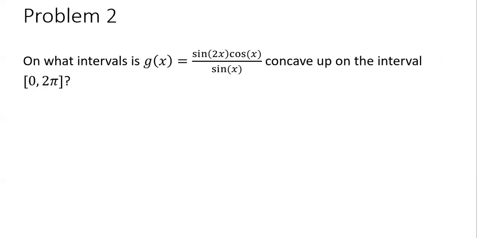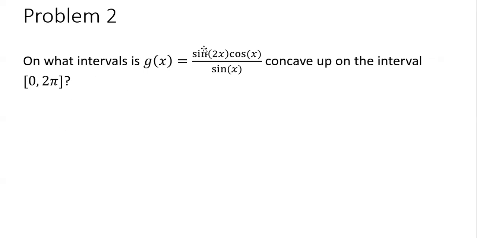Okay, number two. On what intervals is g concave up on the interval 0 to 2 pi? Okay, so as I said earlier, we probably want to find the second derivative, and it's concave up when the second derivative is positive. Okay, so let's differentiate this twice.